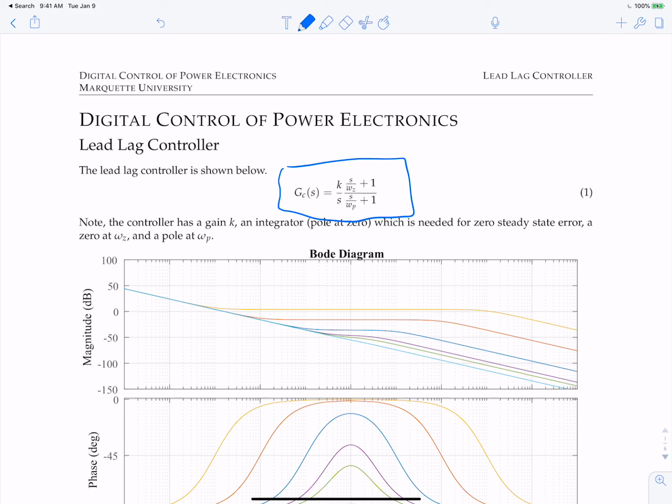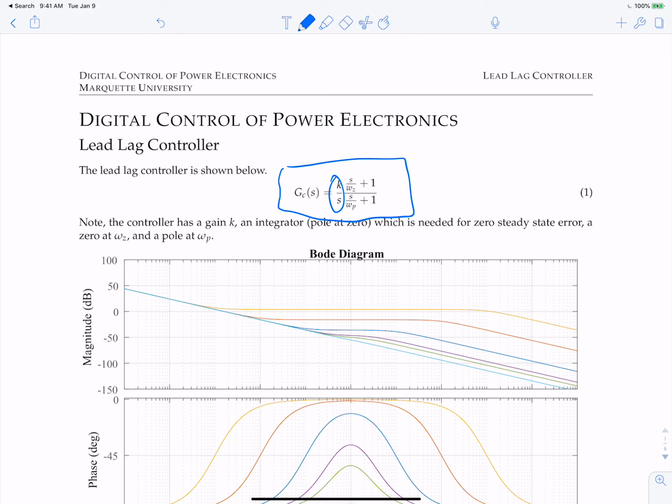Essentially, what you have is a zero that you can put wherever you want by controlling omega z. You have a pole which you can put wherever you want by setting omega p. And then you also have an integrator, and generally the integrator is there for ensuring zero steady state error. So this is a traditional structure for a lead lag controller.